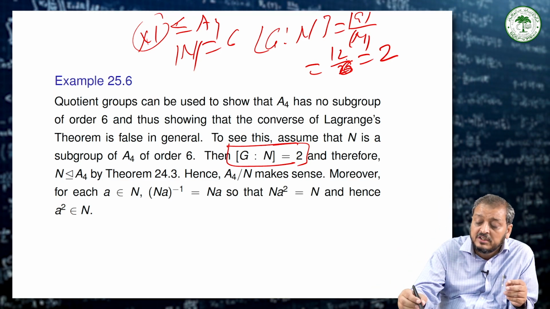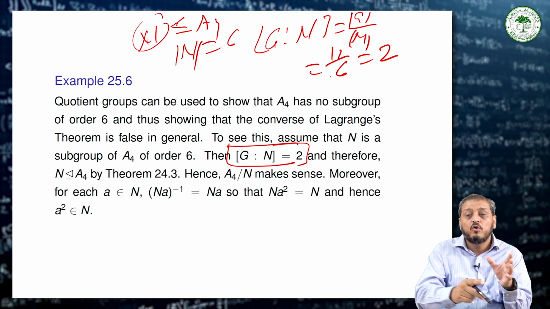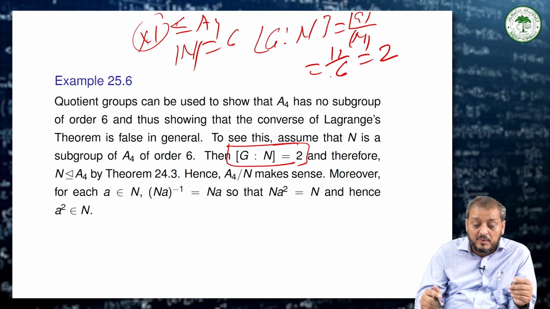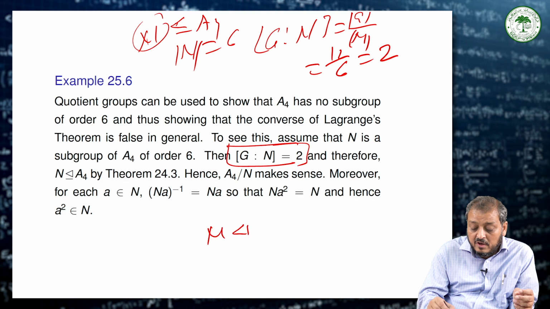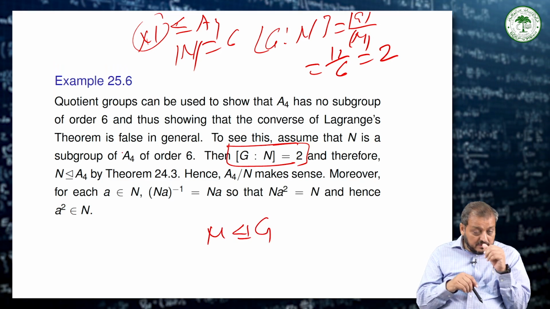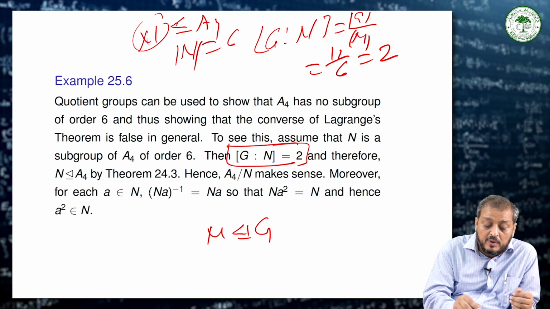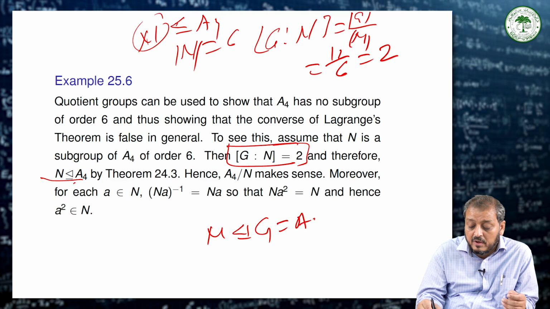If the index of N in G is equal to 2, then we can say that every subgroup whose index is equal to 2 is normal in G. So clearly this N is normal in G, and the condition is satisfied. By our result for a quotient group, N should be normal in G, where here we have A4.